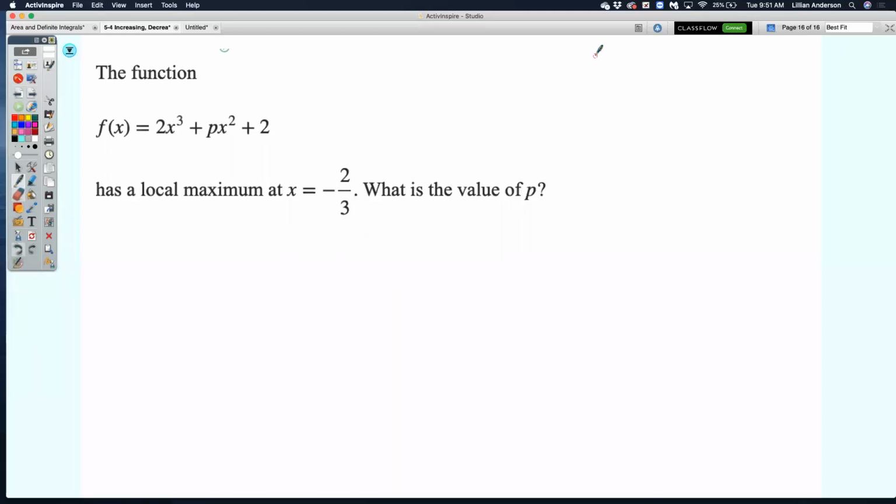So the function f of x equals 2x to the third plus px squared plus 2 has a local maximum at x equals negative 2/3. What is the value of p? If there is a local maximum, what does that mean? That means there's a point where it is flat. What does that mean?